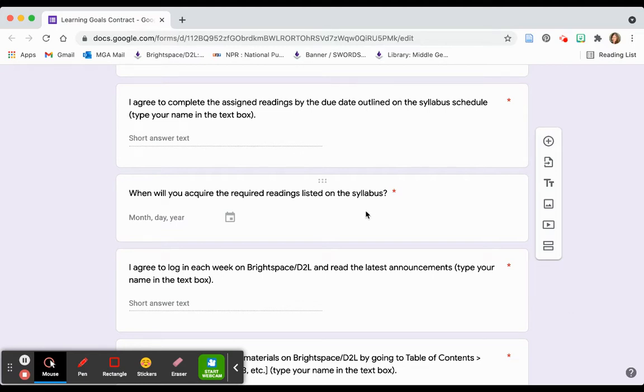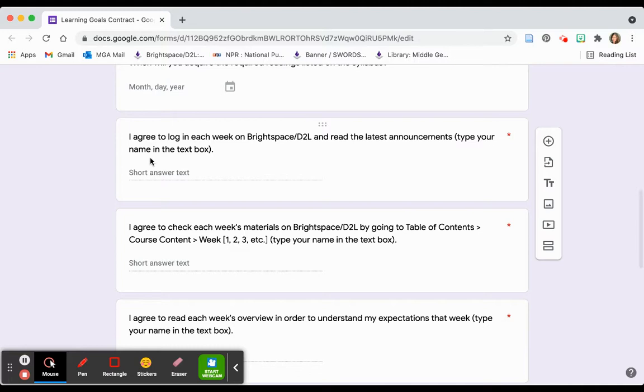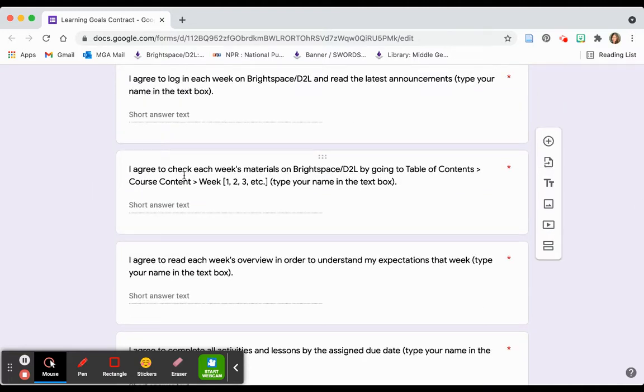I want you to type out when you will acquire the required readings. So my class has required books that you need to have in order to be successful in it. So I want you to come up with a plan for acquiring those. And again here, type your name to agree to log into Brightspace D2L each week.